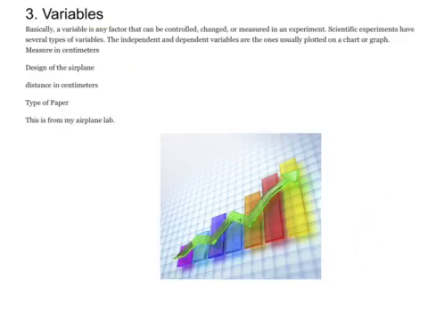The third step of the scientific method is using variables. Basically, a variable is any factor that can be controlled, changed, or measured in an experiment. Scientific experiments have several types of variables. The independent and the dependent variables are the ones usually plotted on a chart or graph.